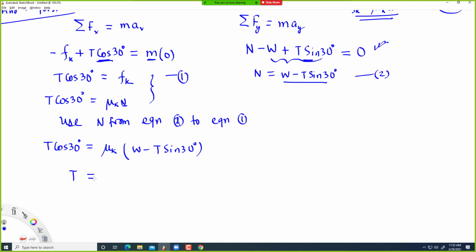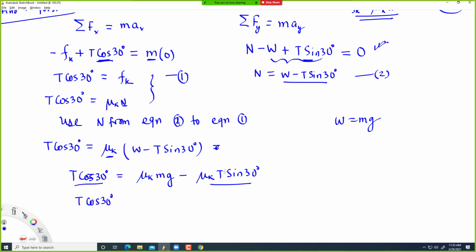So how would you do that? You can write this as cos 30 degrees. You can distribute this mu to both these terms, because we want to get this T with this T. So mu k weight, and weight is equal to mg, minus mu k T sine 30 degrees. Put this term and this term on one side. So T cosine 30 degrees, bring this to the left.